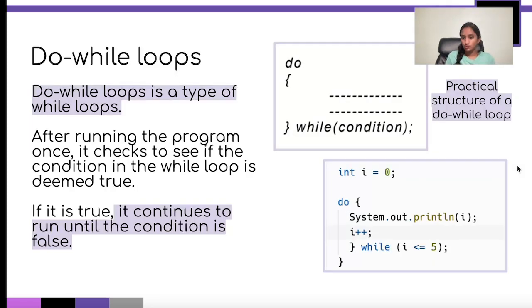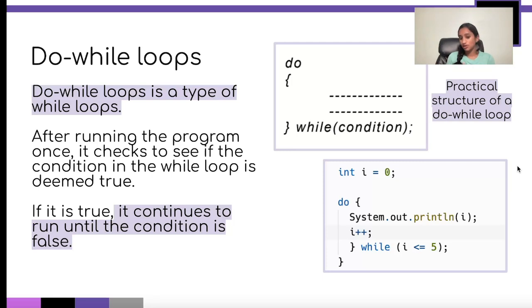So do while loops are a different type of while loop, but they still do use the basic while conditions. So after running the program once, it checks to see if the condition in the while loop is deemed true. So in this structure of the do while loop, it will basically run what's in between the brackets first before checking the actual while condition. And if that while condition is true, it'll run the do loop again. And if the while condition is still true, it'll run again and again until the while condition is false.